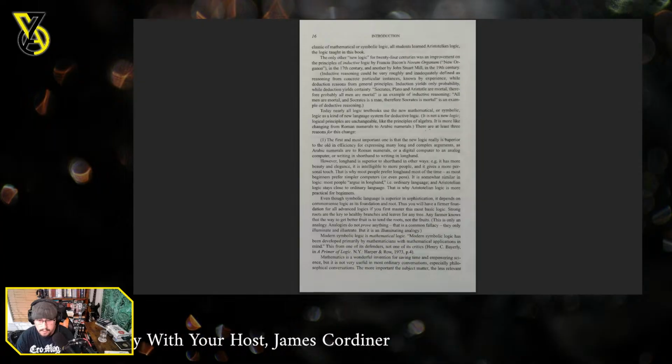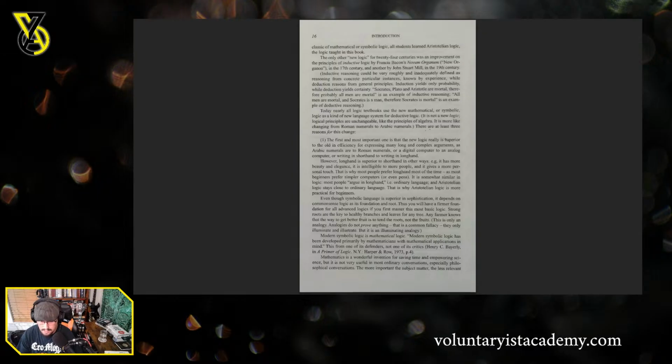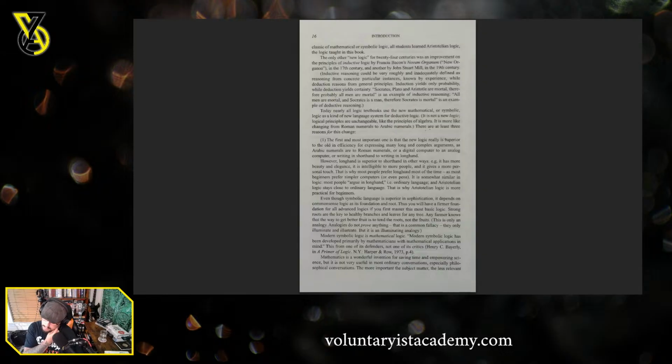Modern symbolic logic is mathematical logic. Okay, a quote. Quote, modern symbolic logic has been developed primarily by mathematicians with mathematical applications in mind, end quote. This from one of its defenders, not one of its critics, named Henry C. Bayerly in A Primer of Logic, published in New York, Harper and Row, 1973, from page 4 of that book, A Primer of Logic.